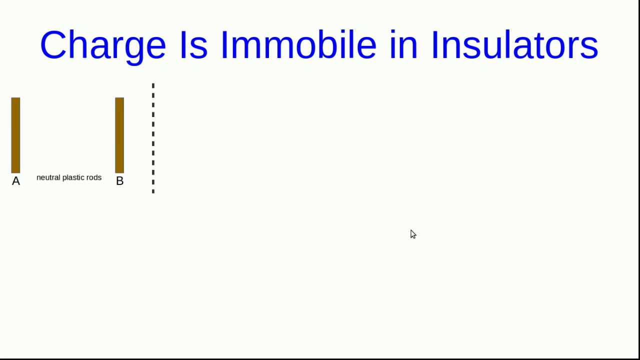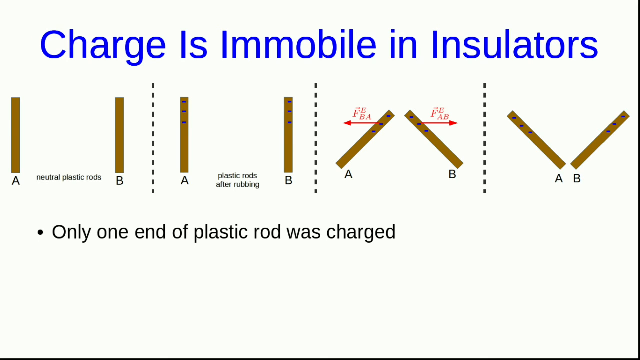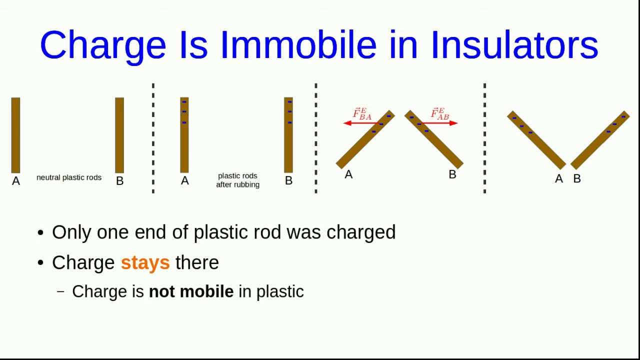We started with neutral plastic rods, and after charging them, all of the charge was on one end of each rod. That means that those ends repelled each other, as you would expect, since they had similar charges, and the other ends did not repel each other, which is why we know that all of the charge was at one end. And not only was it at one end where we had produced it, but it stayed there. And so this tells us that charge is not mobile in plastic. In other words, plastic is an insulator.